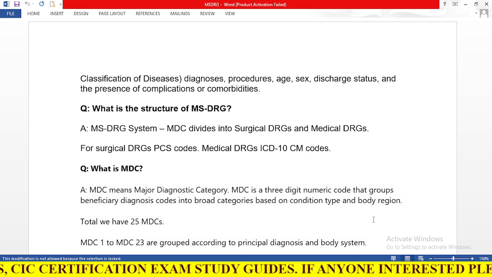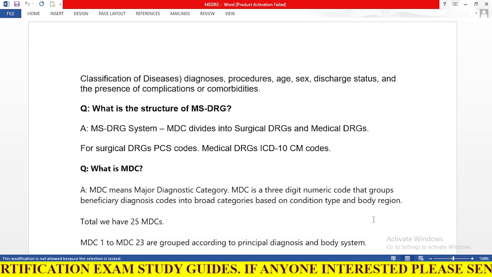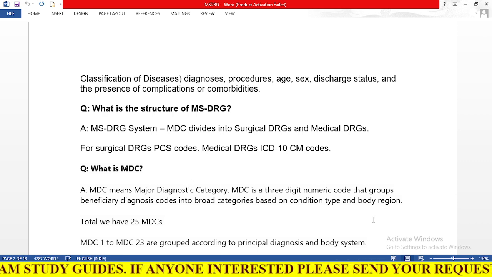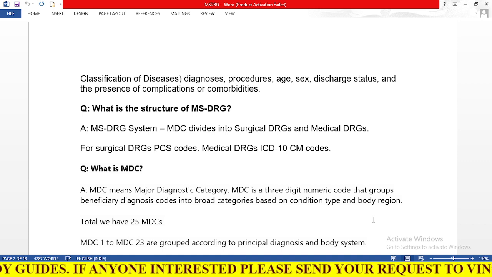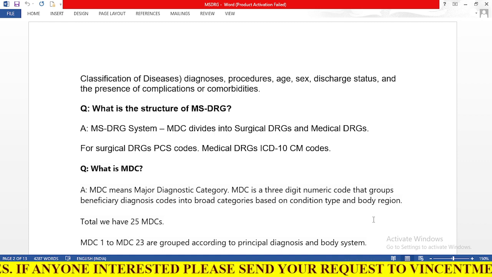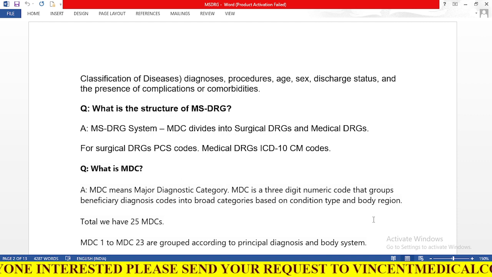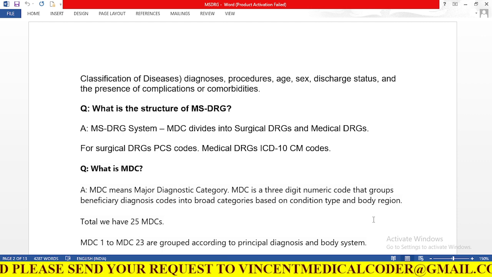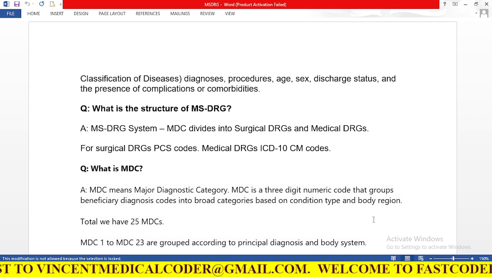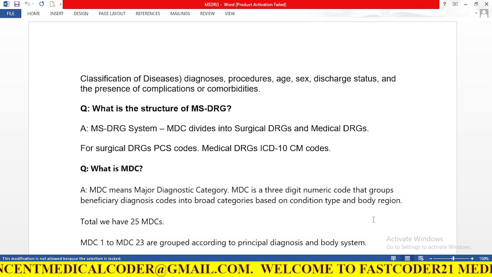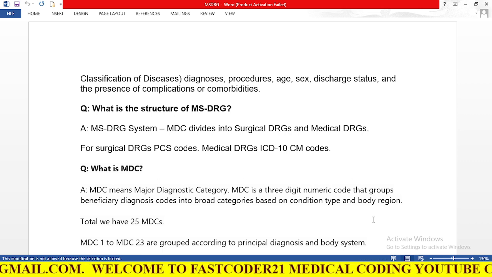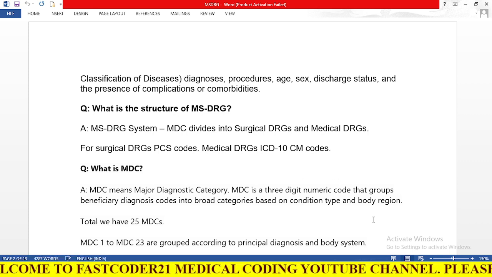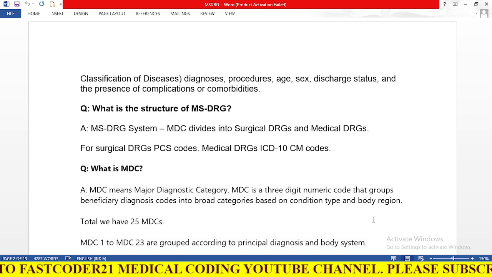Now we will learn what is MDC. MDC means major diagnostic category. Basically, all diagnoses will be grouped into MDCs. Each MDC is a classification system of diagnoses grouped by body system such as circulatory, neurological, respiratory, digestive. Again, each MDC divides into surgical DRG and medical DRG, based on the presence or absence of a surgical procedure or any type of intervention which impacts the reimbursement.